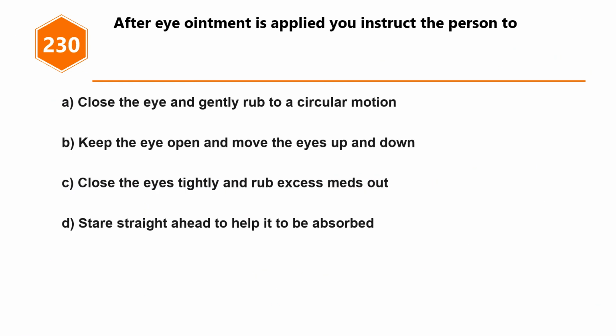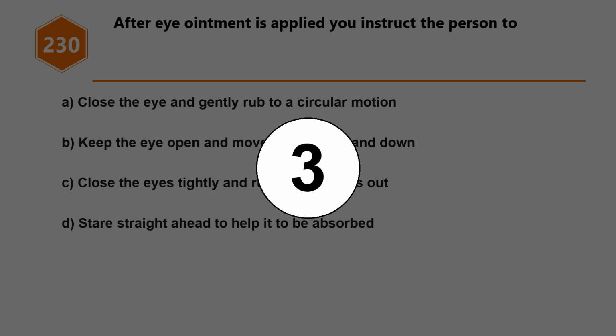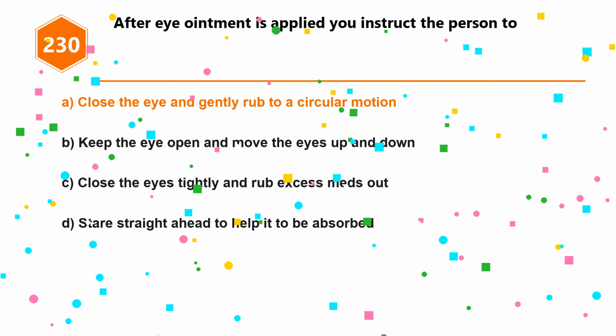Question 230. After eye ointment is applied, you instruct the person to: Option A, close the eye and gently rub in a circular motion. Option B, keep the eye open and move the eyes up and down. Option C, close the eyes tightly and rub excess meds out. Option D, stare straight ahead to help it to be absorbed. The correct answer is option A, close the eye and gently rub in a circular motion.